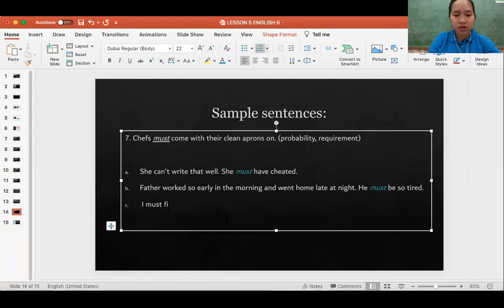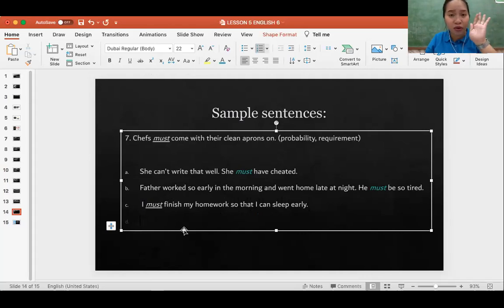I must finish my homework so that I can sleep early. Okay? So, the must here is used as a modal of requirement. Okay? Requirement. It is not a probability, but a requirement. That in order for you to sleep early, you must finish your homework. Okay? You must finish your homework. So, that is the condition, the requirement.